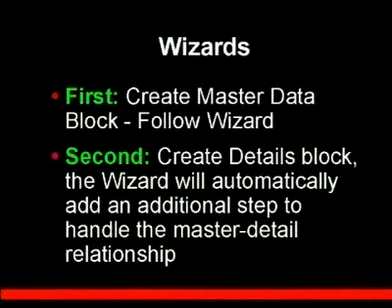So basically, you run through the wizard just as you did in Chapter 2 to create a single data block. First, you're going to run through it and do the master block and just follow the wizard just as we did. Now, the second step is you're going to create the detail block. In the detail block, you run through the wizard, and at a certain point, it'll automatically add an additional step to handle the master detail relationship. Basically, it's going to be asking you if you want to create a relationship.